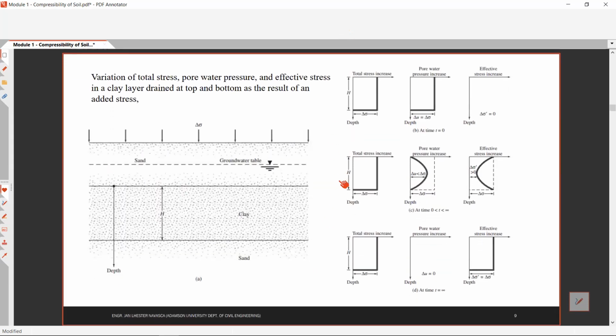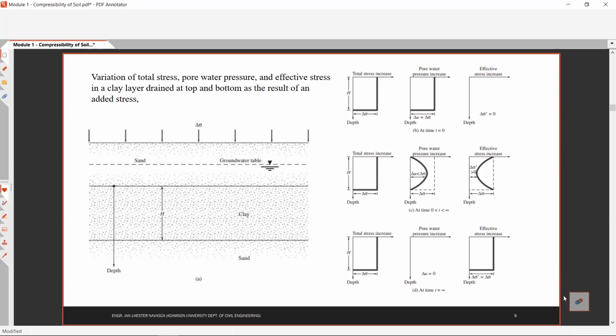Okay. So, let us consider deeply naman when comparing the total stress increase, pore water pressure, and effective stress. Di ba? If natatandaan nyo in your Geotechnical Engineering 1, okay, we all know that total stress is equals to the pore water pressure plus effective stress. Di ba? Total stress is equals to the pore water pressure plus effective stress. Okay.